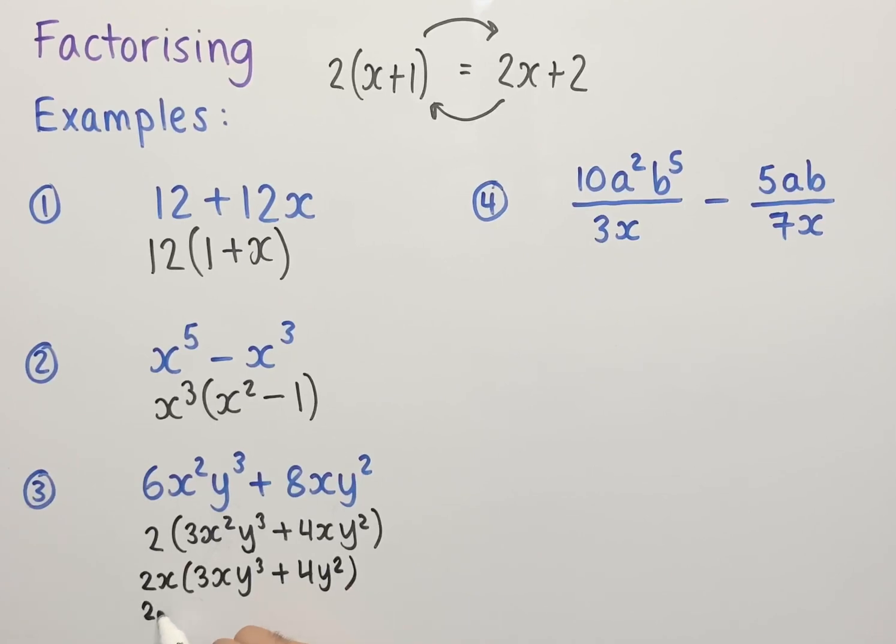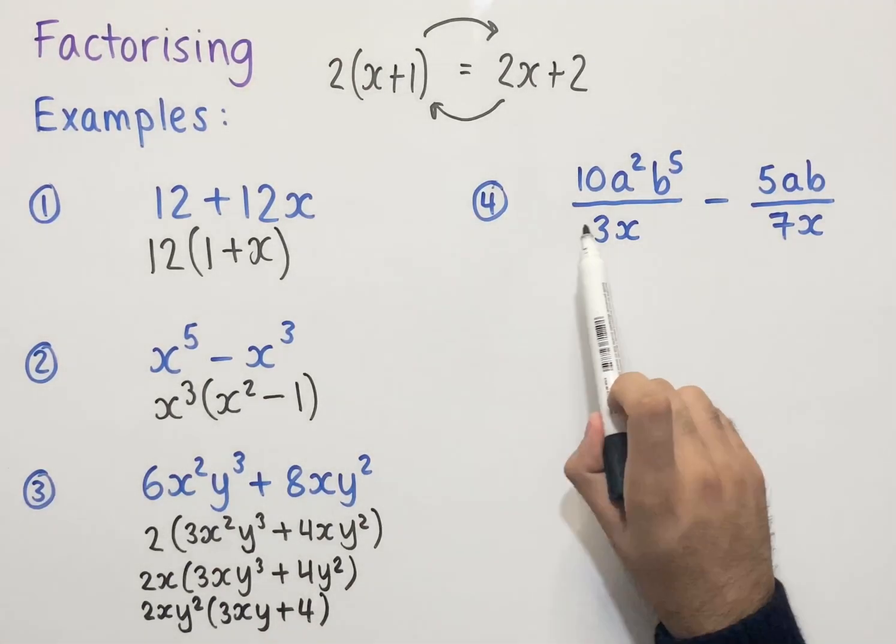So we now have 2xy squared, and in brackets, we're left with 3x. Since we've taken y squared out, we're left with y plus 4, and since we've taken y squared out from this term, there are no y's in this term anymore. And so factorizing 6x squared y cubed plus 8xy squared, we end up with 2xy squared, and in brackets 3xy plus 4. And if we were to expand this out, we would end up getting what we started off with.